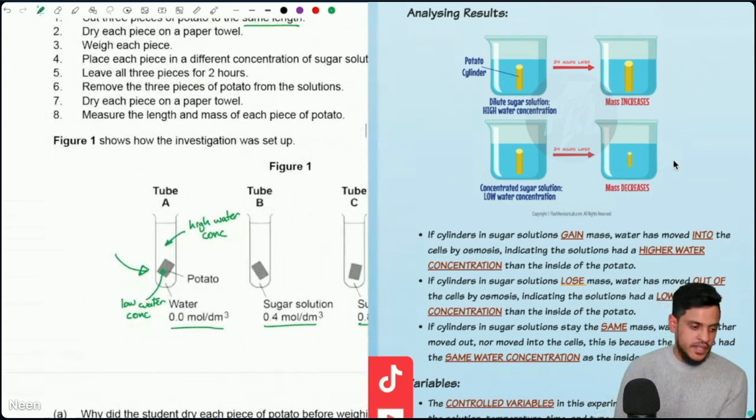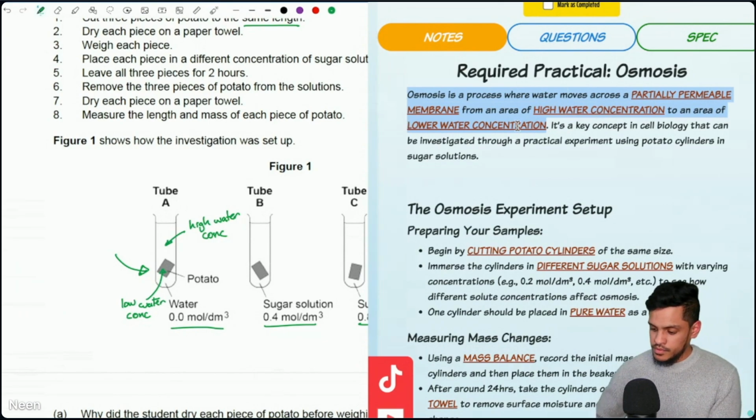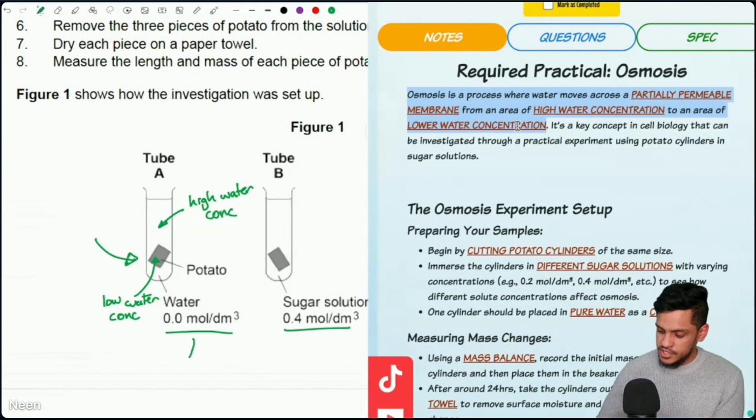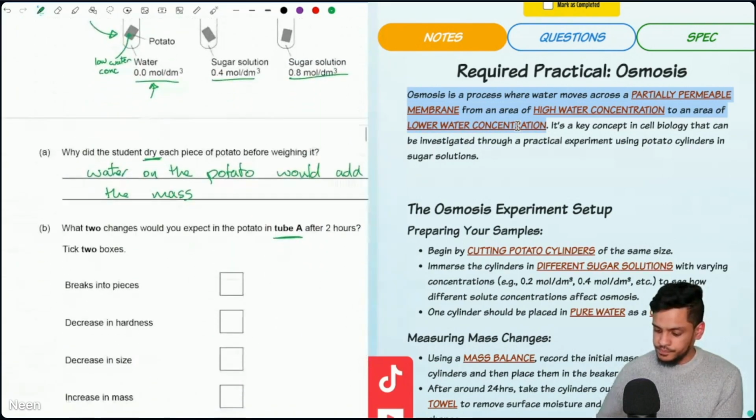And that's the definition of osmosis, isn't it? So if you look at our notes here, osmosis is a process where water moves across a partially permeable membrane from an area of high water concentration to an area of low water concentration. So it's high water concentration because this is literally pure water. You can't get higher than pure water. Potato has a low water concentration.